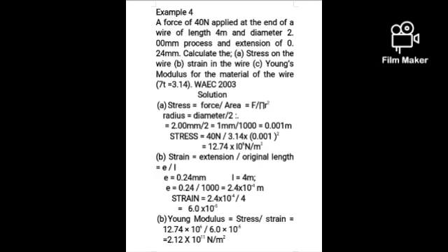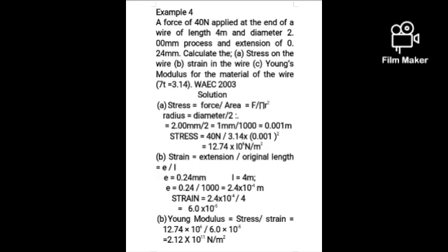Now stress is equal to 40 Newton, that's our force, divided by pi r square, that is 3.142 times 0.001 squared. That pi is represented as 3.142, and r square we have been able to get by the time we divide the diameter by 2.